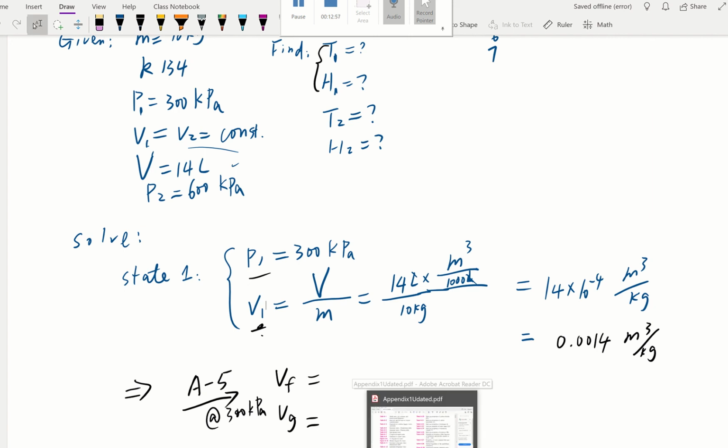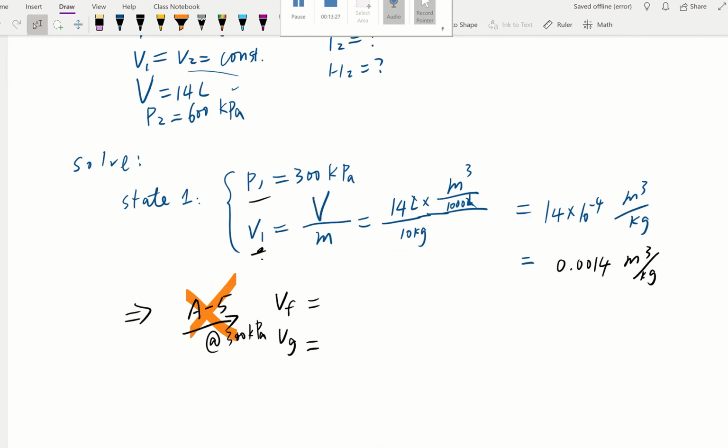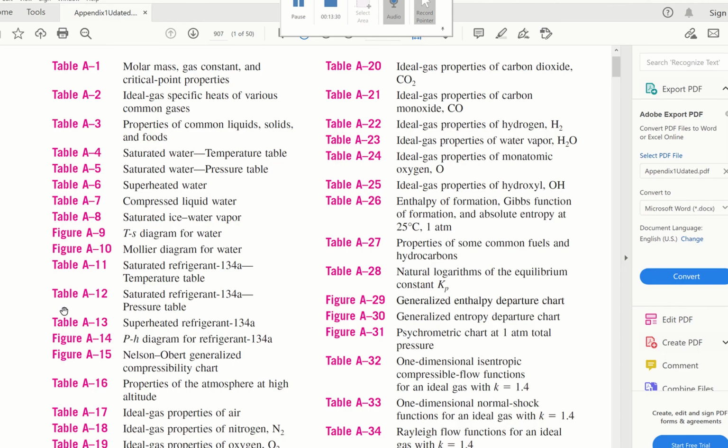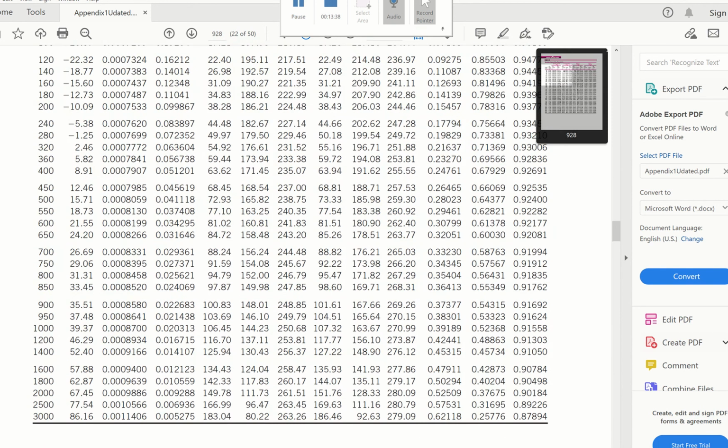Let's go to, oh, whoa, hold on a second. I just made a cardinal mistake. Why? This is not water. This is R134. So do I use A5? No, I don't. And hopefully you learn from me: catch the mistake and just fix it. All right, so we are not going to use A5 anymore. We're going to use what we said, 11, 12, 13. So 11 is the temperature table, 12 is the pressure table. So we're going to go to table A12, the pressure table.